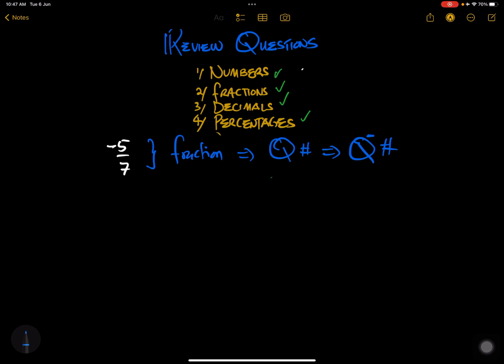Okay. What about this number here? 0. What type of number is this? Of course, this is not a rational number. It is not an irrational number because it's not in fraction form. However, we can say that it's a whole number. It is not a counting number, so it is not a natural number. But it is a whole number. So 0 is a whole number. I hope we're doing okay so far.